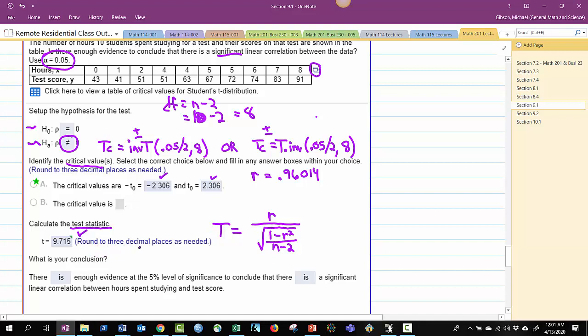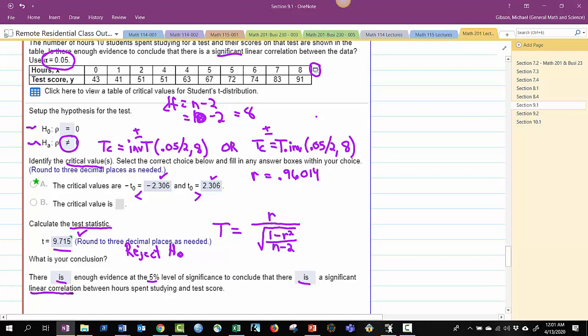Okay. Now, we're ready to make our decision. So our rejection regions, right? Anything bigger than 2.306, less than minus 2.306, we're going to reject. 9.715, that's much bigger, right? This is much bigger than 2.306, so we reject the null. Remember, when we reject the null, we're rejecting the possibility that the correlation is 0. All right, so that means there is enough evidence at the 5% level, that's what we use for our alpha, to conclude that there is a significant linear correlation.